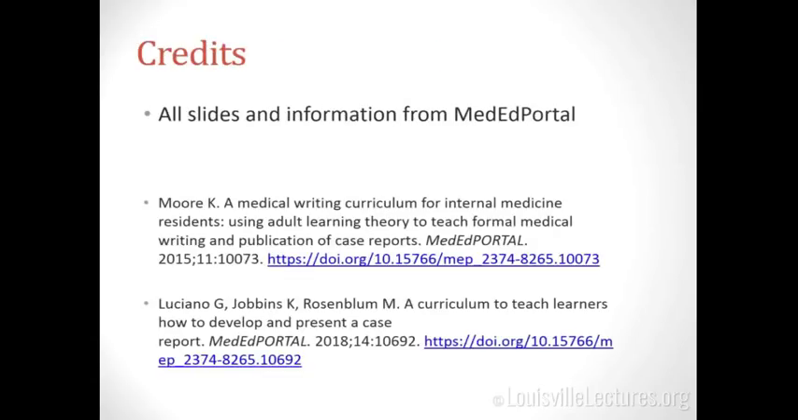All right. So just as a credit, I got all this off of MedEd Portal. That is a site for medical education, curricula and things. Most of the slides are from the first reference, Christy Moore, who had done this for the Carolinas, and she does a series of these for her residents. And then our friend at Bay State, Mike Rosenblum, has also done a curriculum. So these are available. And you guys can sign up for MedEd Portal and get downloads of educational material from there too.